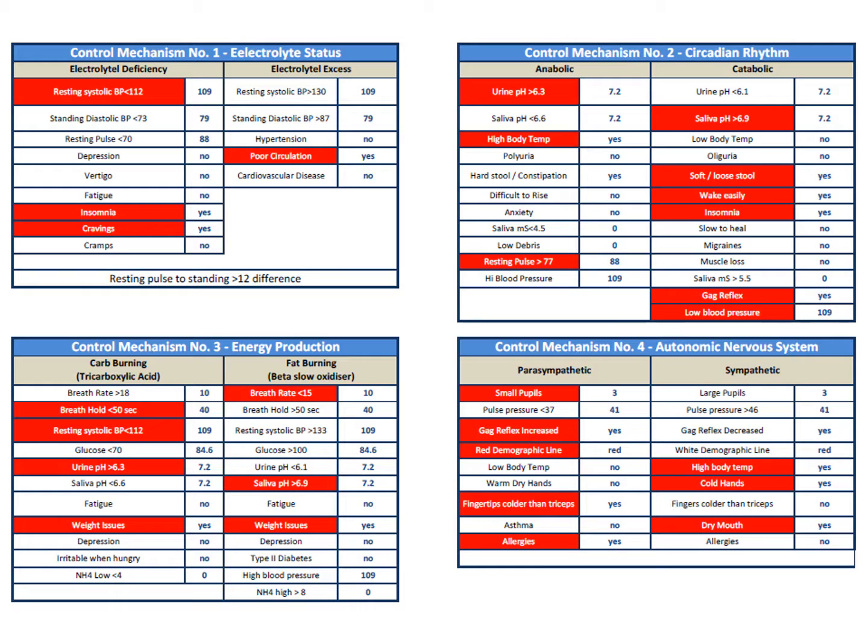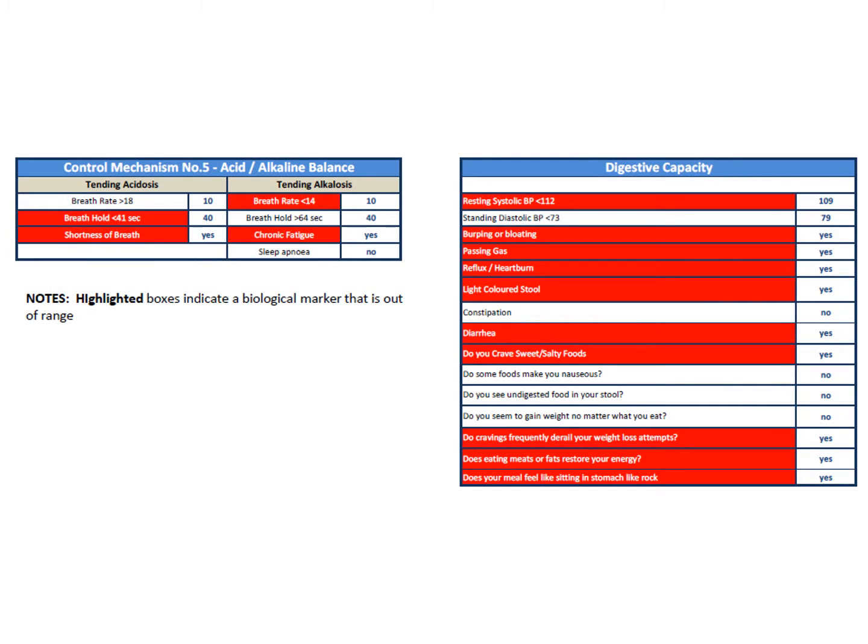I don't work too much on that. It's just backed up. You're parasympathetic, you're coming through, and just struggling to fire things up. Then we come down to here again, breath rate being 10, and the digestion.